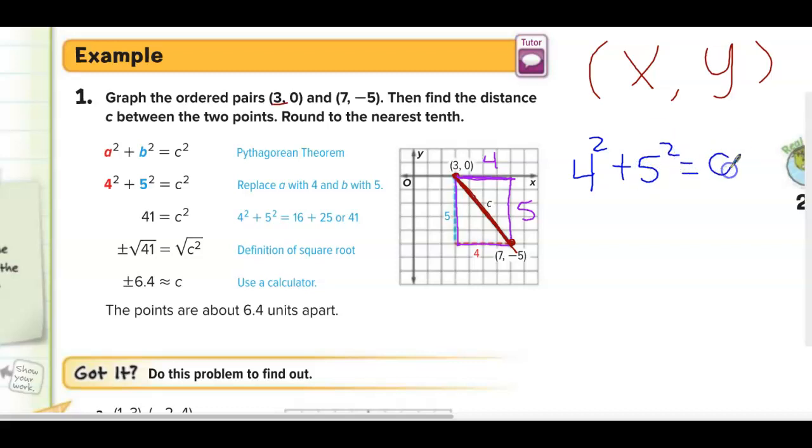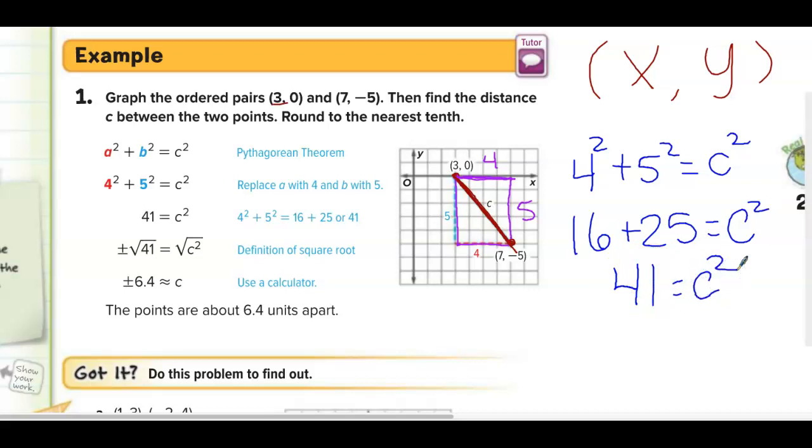equals c squared. What would I do first to solve? I square up exponents. So 4 squared is? 5 squared is? Then I would, what do you get? And then what do I do to get c by itself? I square root of both sides, so c is about what?